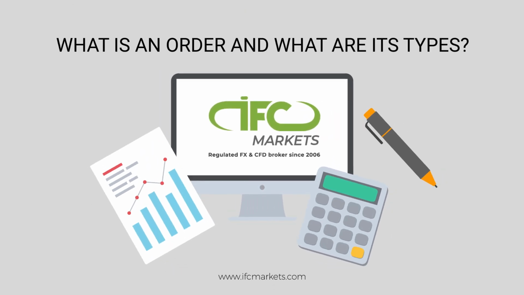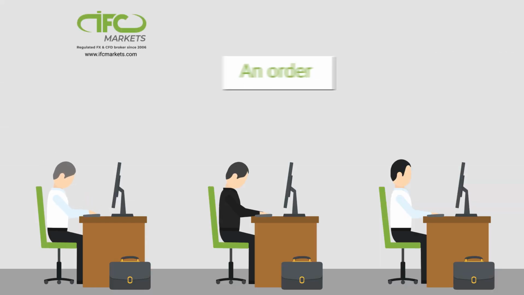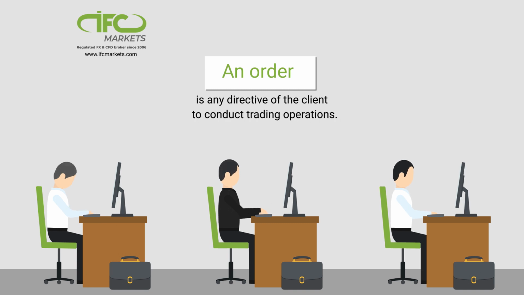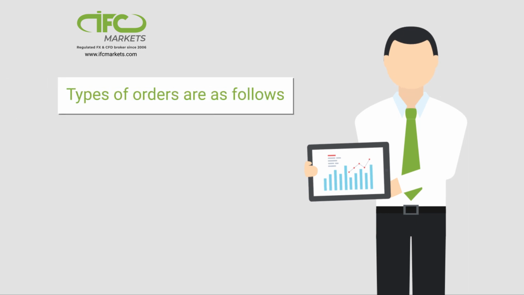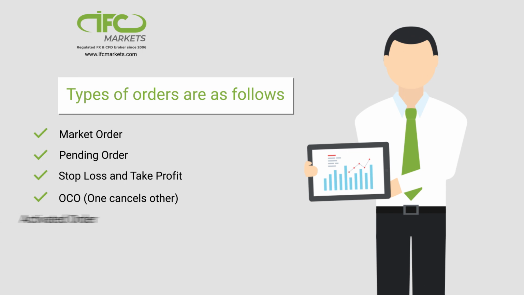What is an order and what are its types? An order is any directive of the client to conduct trading operations. Types of orders are as follows: market order, pending order, stop loss and take profit, OCO (one cancels other), activated order, trailing stop mode.